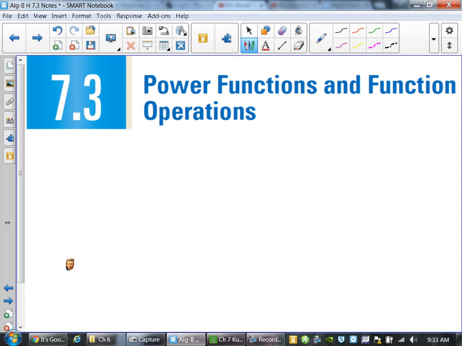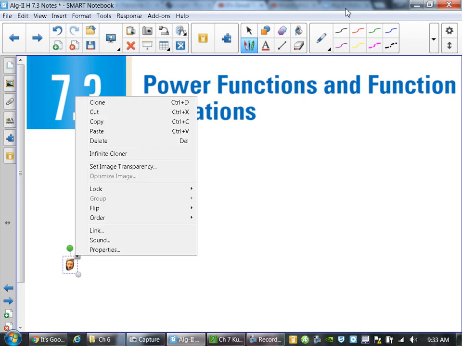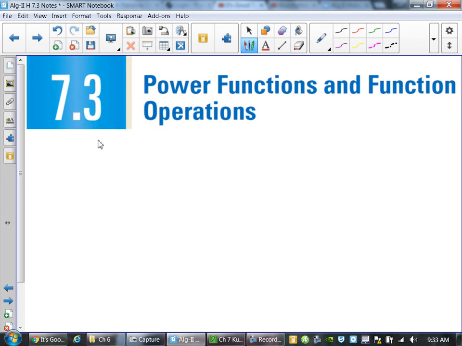Real fast, let's just review where you were at. Power to power, what do you do with the exponents? Multiply, good. What do you do with the exponents? You plus them. Yes, you plus them.